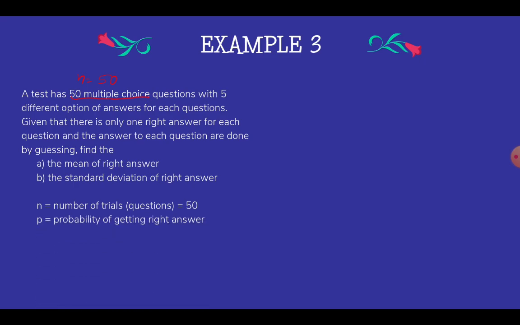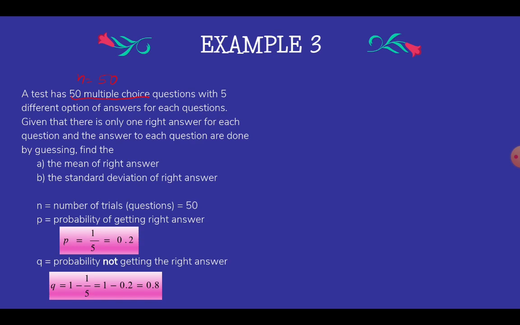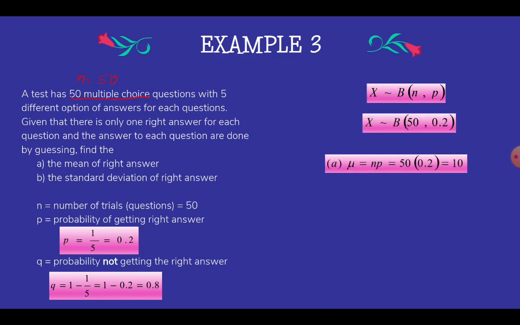Okay, so we list up. P, the probability of getting the right answer, is 1/5 because we have only one right answer from these 5 choices. And then Q, the probability of not getting the right answer, is of course 4/5, which is 0.8. So we know this is binomial. For part A, the mean of the right answers: the mean is equal to the product NP. So we multiply 50 with 0.2, so we have 10.